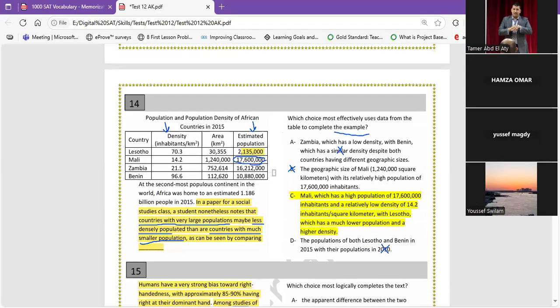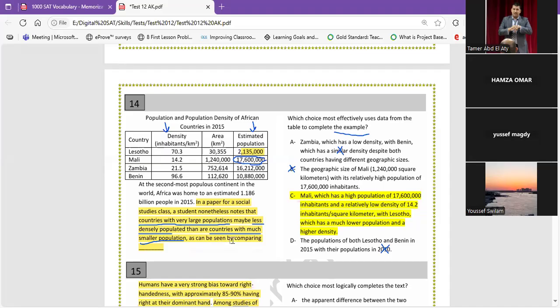Again, we're still in domain 1 and it's still evidence and quantitative. What you want is to complete the example. Complete the example, okay? Here. In a paper for a social studies class, a student wrote: nonetheless, note that countries with very large population may be less densely populated than are countries with much smaller population, as can be seen by comparing.